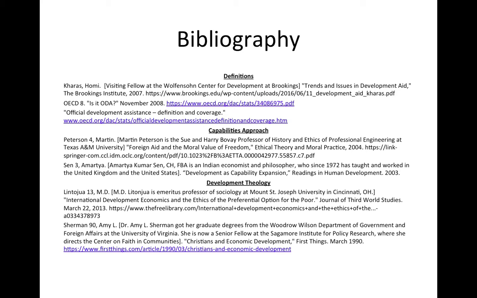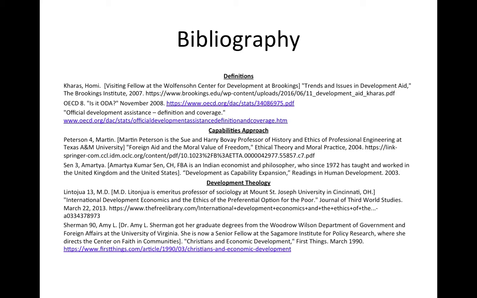For the capabilities approach Aff, the Peterson 4 article talks about how the capabilities approach would give us an obligation to give development assistance to other countries because it has such a small impact on substantive freedom here, but such a significant impact in other places. And then the Sen article would be used more for the framework side of things, talking about why this theory of freedom is preferable to utilitarian or Kantian theories.